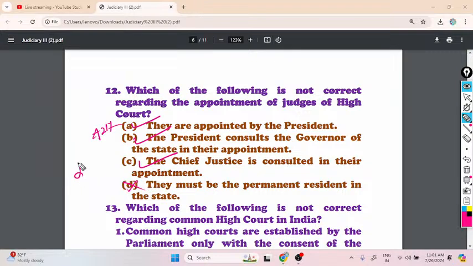So the option is D. They must be a permanent resident of the state in which they are appointed. There is no such provision. Any citizen can be appointed as the judge of any high court in India, irrespective of the state or of his residence or settlement. Residence and settlement is not a qualification for the appointment of judges of high courts. So that is D. Question 12, answer D.